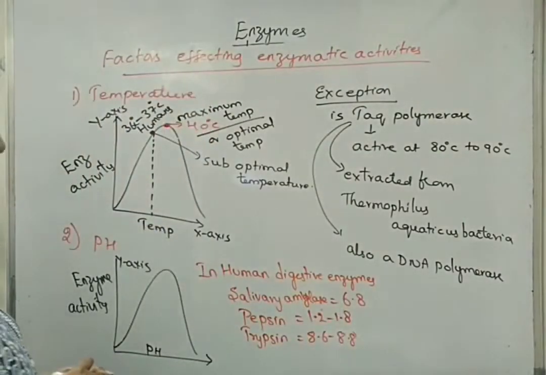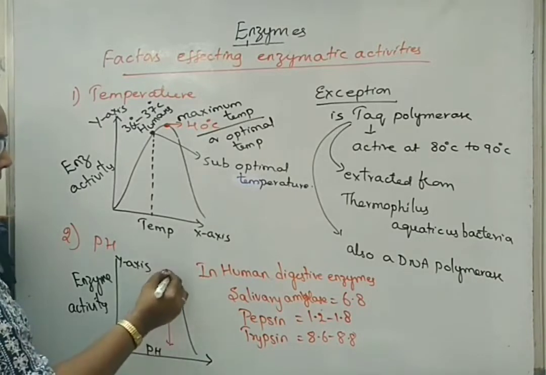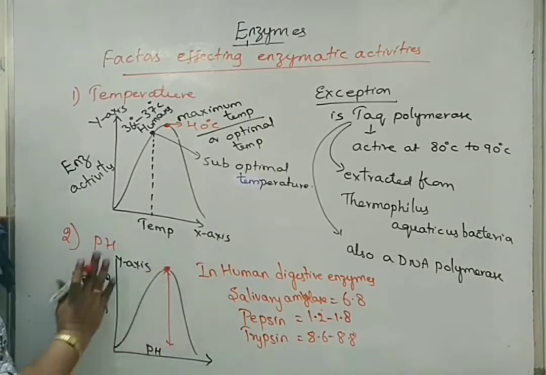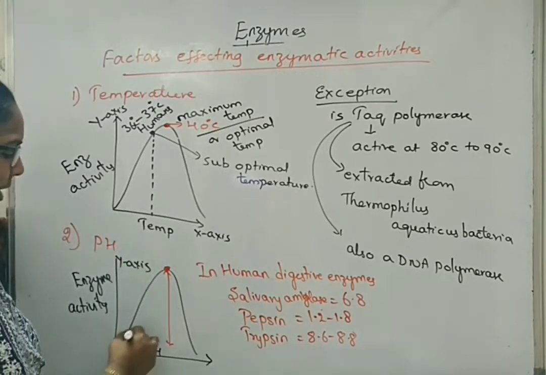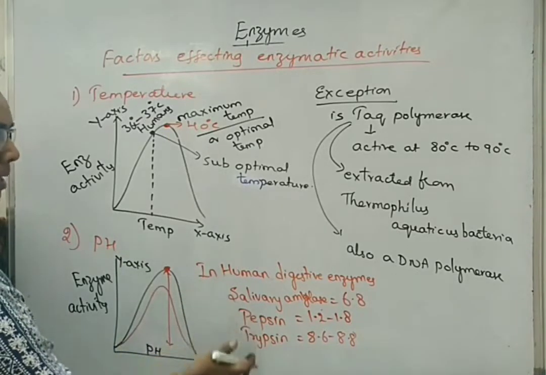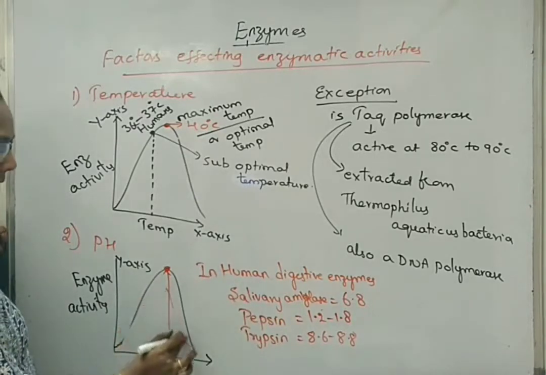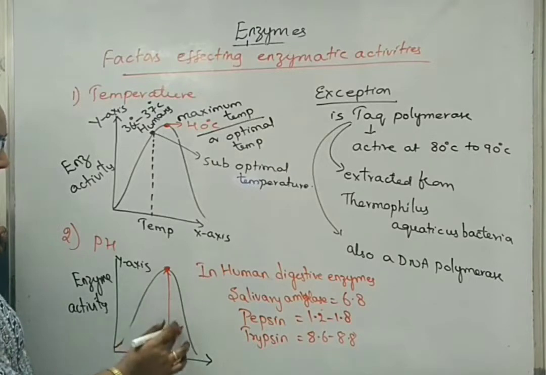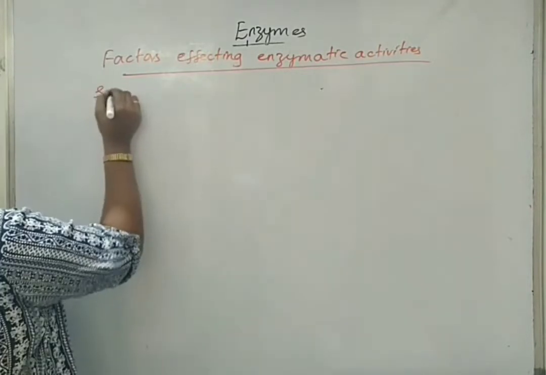So all enzymes do not have the same pH levels for their activation. Different enzymes have different pH levels, and each enzyme is active at its own pH. For one enzyme the graph is like this. It depends, and we can write the values. It can change depending on the type of enzyme and its pH levels. But finally, the graph for temperature and pH is the same regarding enzymatic activity.